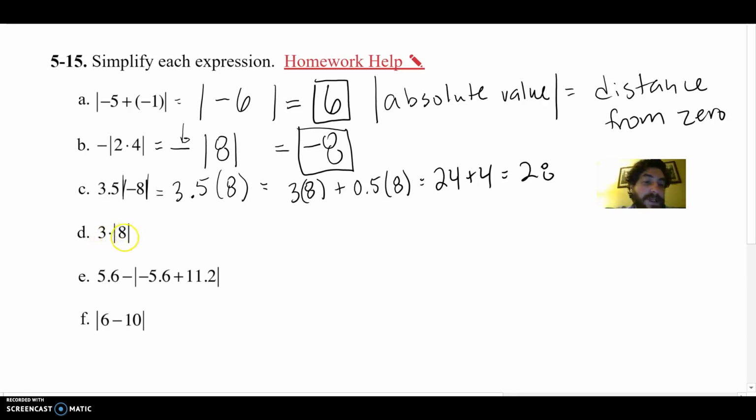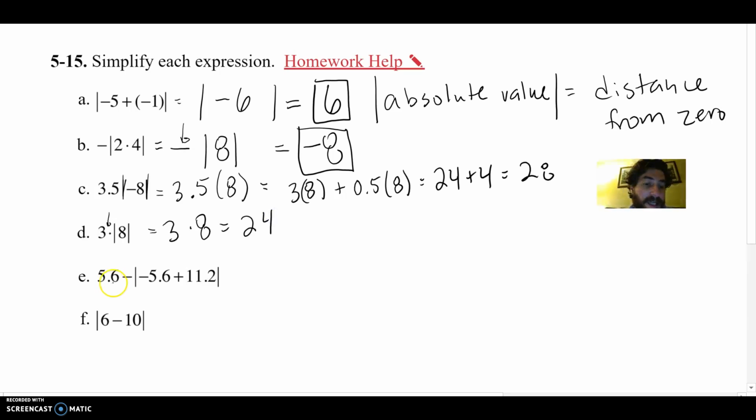Here I'm just looking for 3 of these distances. Of means multiplication. So 3 of these. And this distance is 8. 8 on a number line is 8 units away from 0. So this is 3 eights, which is 24.